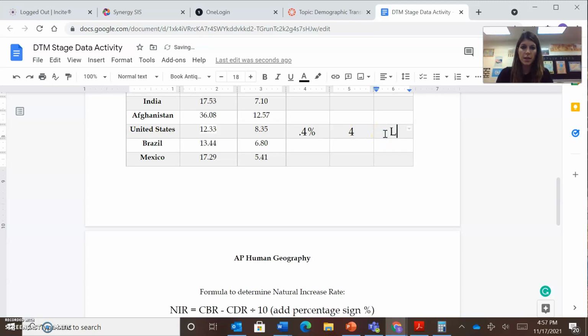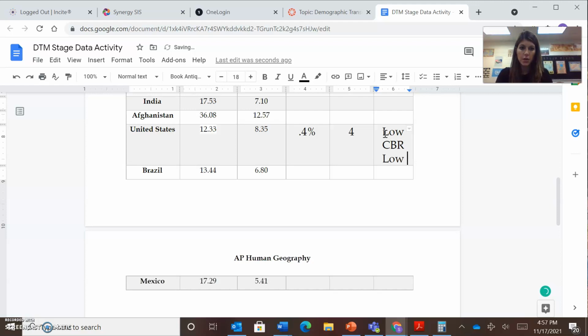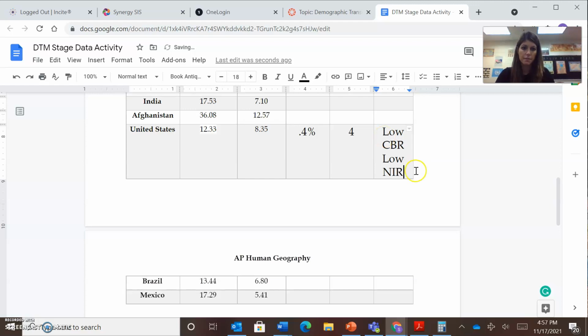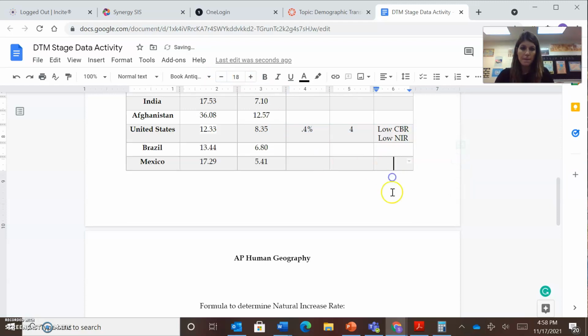And the reason, I'm going to say, low CBR and low growth. Or I'm going to say natural increase rate. And I'm going to make that font smaller. All right, so that's what you'll be looking for. And the one thing I want to add is that this is current data for 2021. And the other thing is that I tried to provide countries from all over the world so you could start to see regional trends emerge.